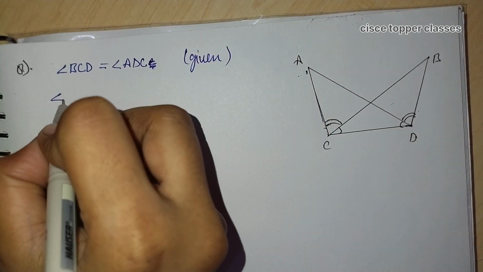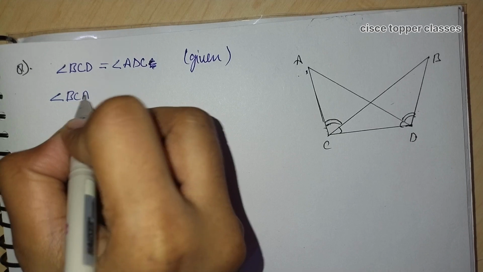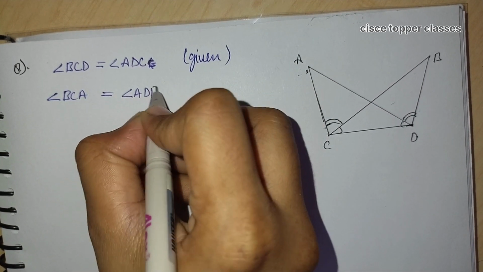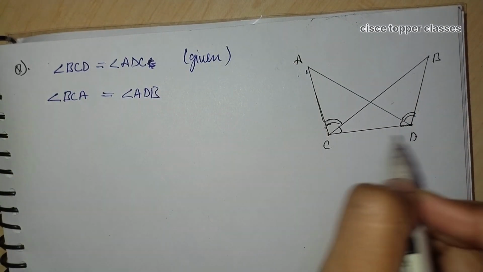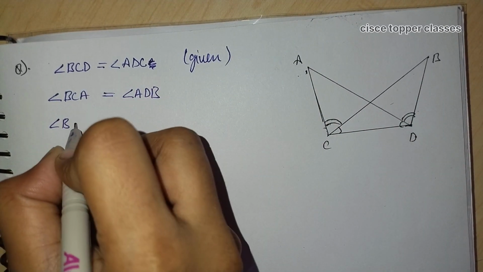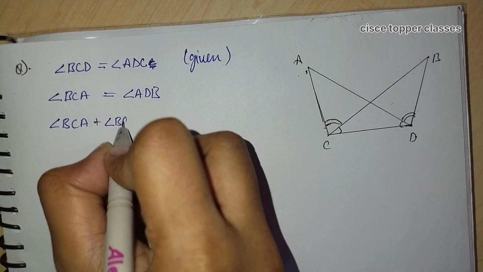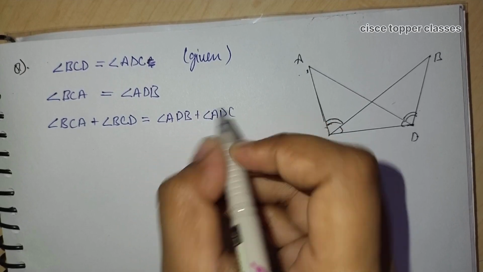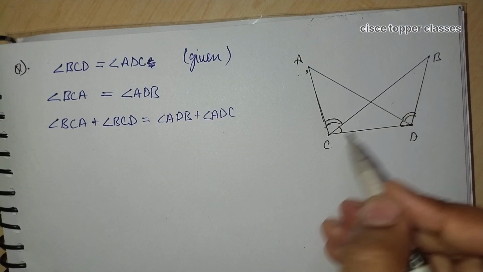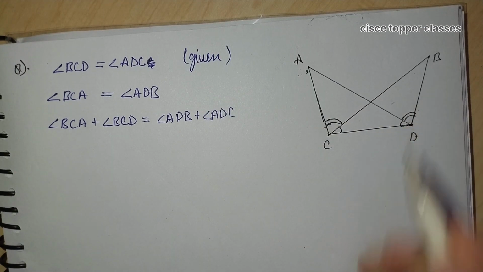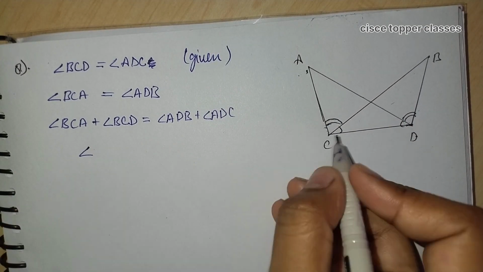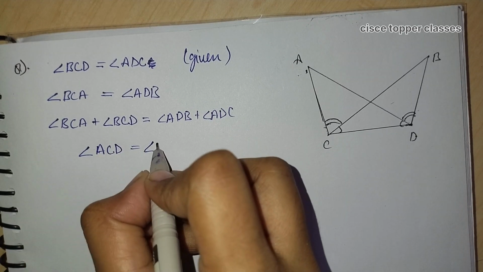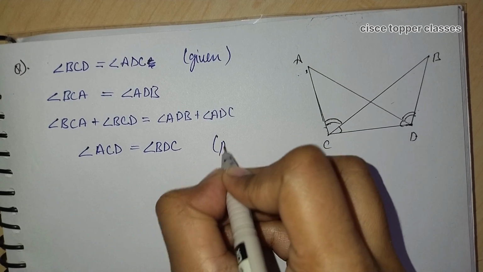ADC. So simply again we have the given information as angle BCA is equal to angle ADB. As we have angle BCD is equal to angle ADC, so simply we can add them: BCA plus BCD equals ADB plus ADC. So this will be BCA plus BCD and here ADB plus ADC. So we can write it as angle ACD is equal to angle BDC. So this we have proved here.